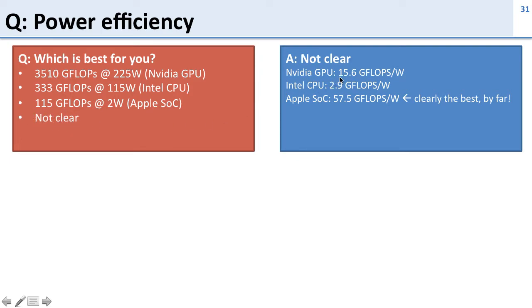You can go do the math, and you can see that the GPU has 15.6 gigaflops per watt. The CPU is much lower at 3, and the SoC here is up at 58 gigaflops per watt. So this is clearly the best in this sort of normalized efficiency, but it really depends on what you're doing. If you need double precision math, then the GPU wins for you. If you need more than 12 gigabytes of RAM, then the CPU is going to win for you, even though it's less efficient. So it really depends on how you're using these things.